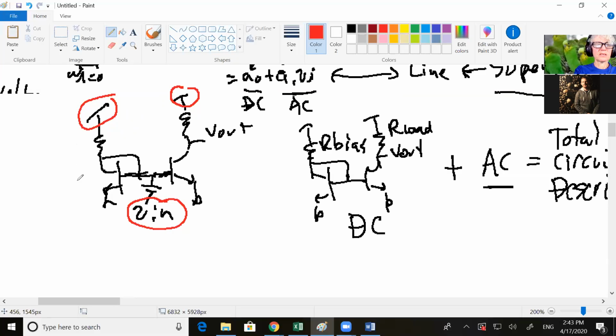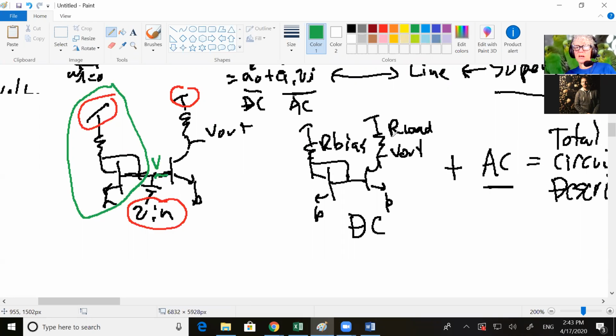And actually, let me even make this simpler. This whole circuit right here is there to put a voltage on here. The whole job of this left-hand circuit is to put the DC voltage on the base right there to get the current you want. Okay. So all those are your voltage sources.